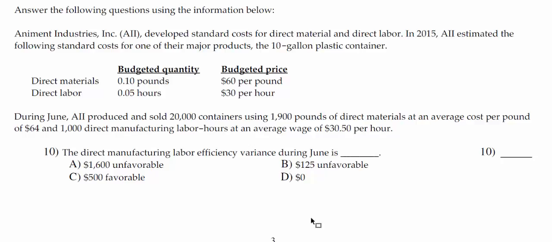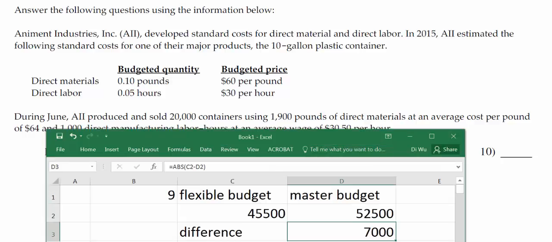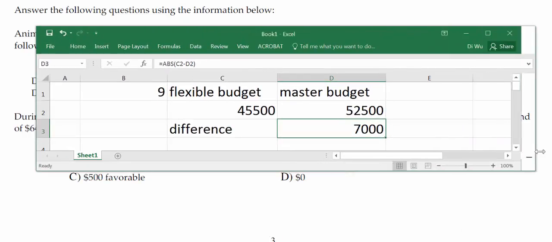Now let's come to question 10. First of all, I would assume that you have read the question, so I will go to the calculation directly. We're looking at the direct manufacturing labor efficiency variance. For the efficiency variance, we are going to use the budgeted rate, but we're going to look at the quantity of inputs allowed for output. That will tell you the labor efficiency. In order to find this labor efficiency, I will have to derive two things here.